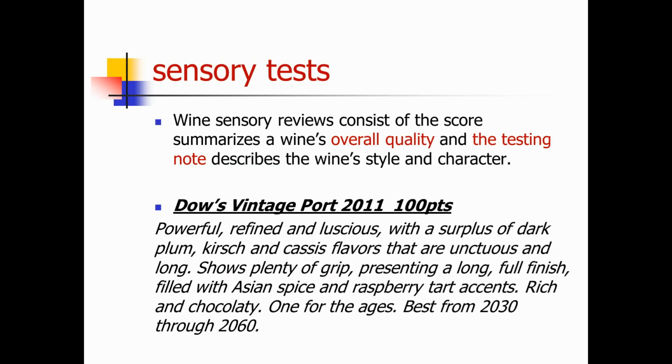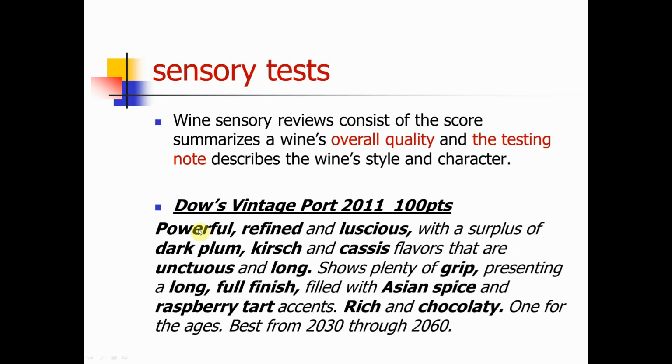So now let's take a look at this one. Say we are looking at another example, Dow's Vintage Port 2011, which received a perfect score, 100 points. When we read these reviews, one thing you need to understand is that humans may pick up some important keywords. For example, we may be interested in those words in bold, because those are important descriptions of the wine.